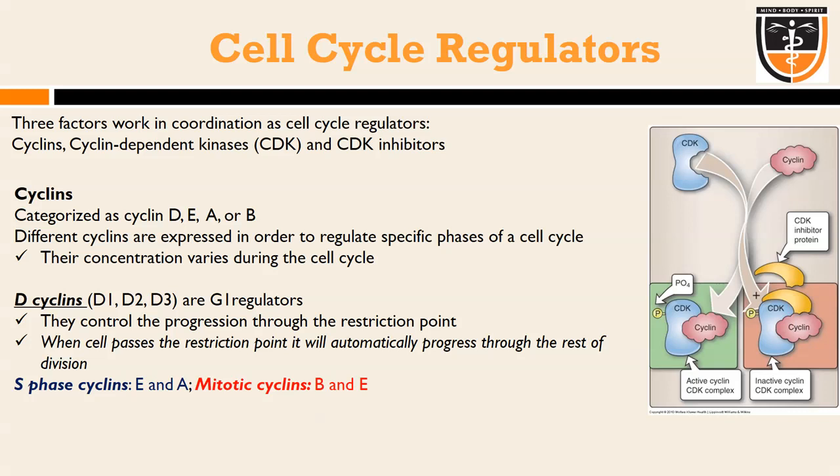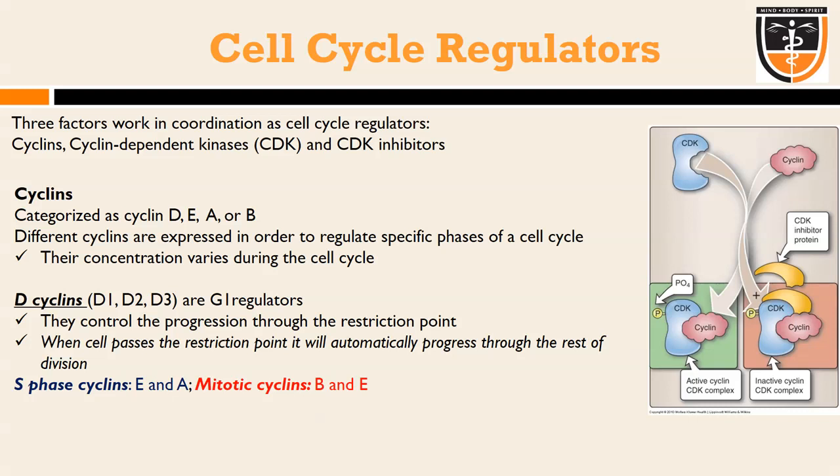Cyclins are cell cycle regulators categorized as cyclin D, E, A, and B. Different cyclins are expressed in order to regulate specific parts of the cycle, in phases G1, S, and G2. Their concentration varies during the cell cycle. A good example is the D cyclins. D1, D2, D3 are actually G1 regulators. They regulate the G1 phase, so that's where they're expressed.